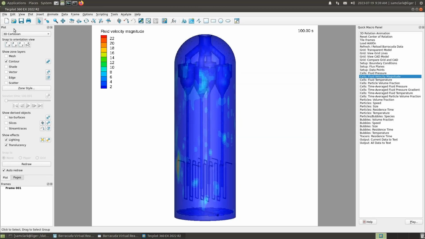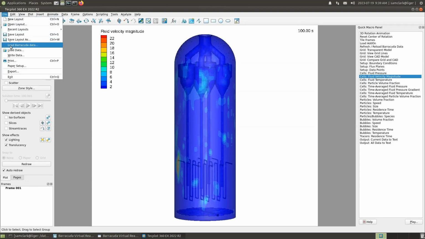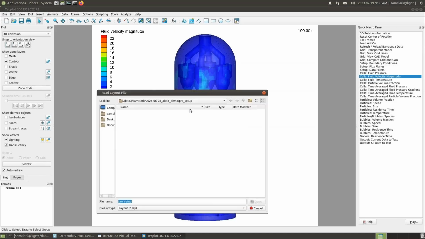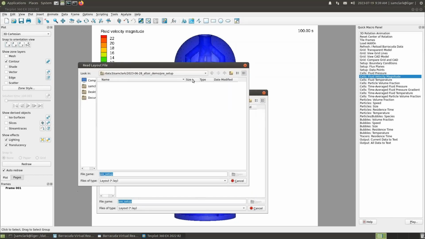One other thing that TechPlot for Barracuda supports is the idea of using layouts. So I'll go ahead and load a layout that I defined already, just so you can get an idea of other types of views that can be accessed in the system.